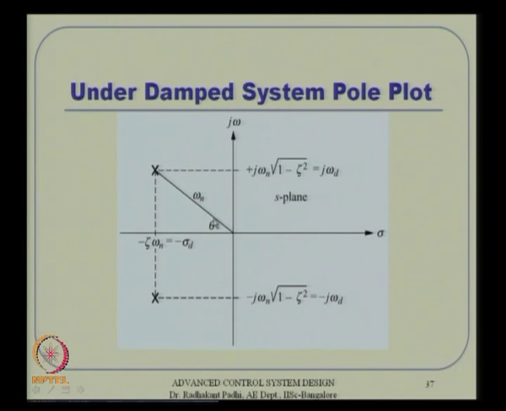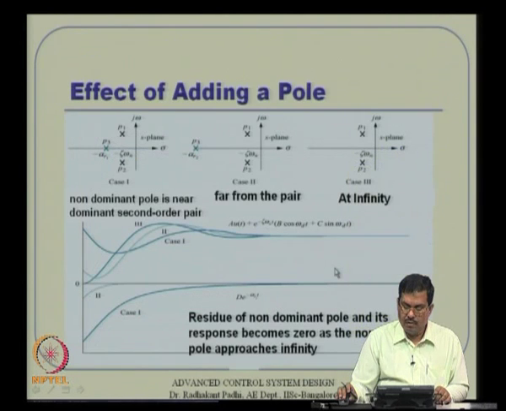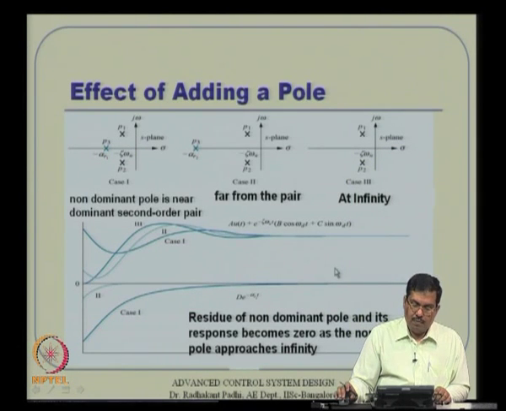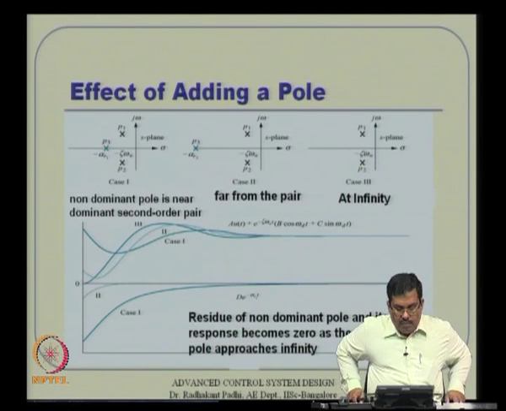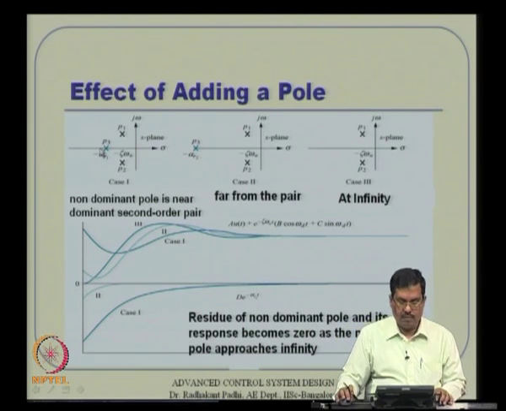So, the angle remains same, means zeta remains same, the damping ratio remains same actually. Okay. Now, what about adding a pole there? That means we already analyzed the second order system. What if we have a third order system?